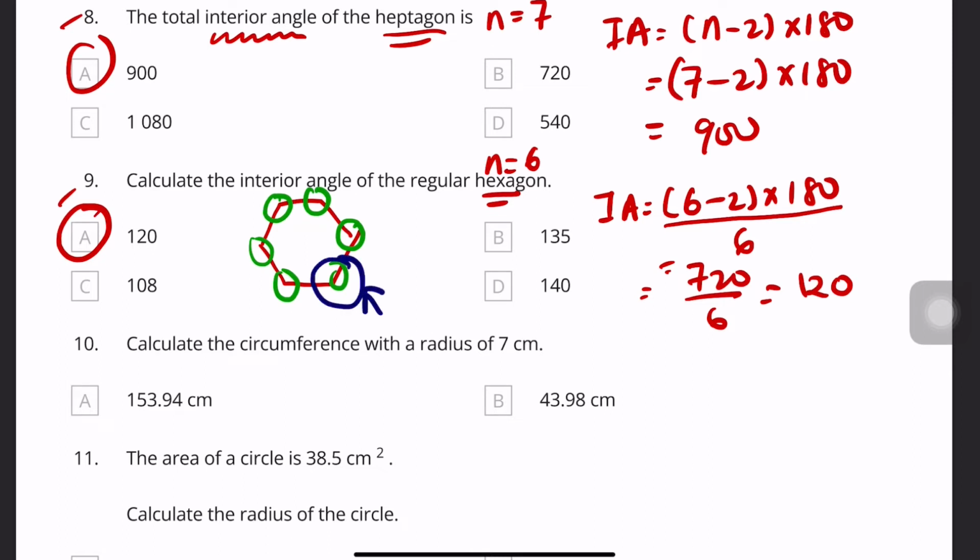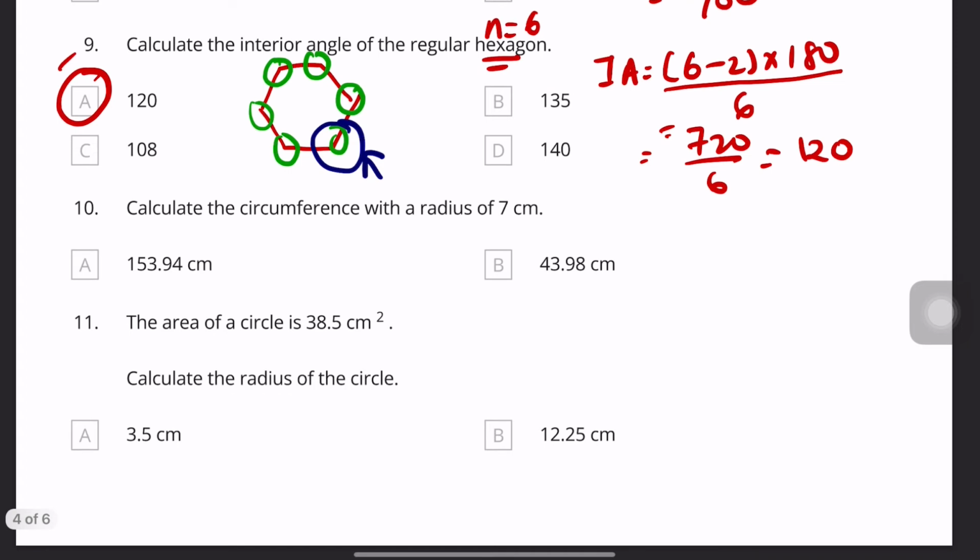Okay, let's proceed to number 10. Calculate the circumference with a radius of 7. We know that the formula for circumference is 2 pi r. So we have 2 times pi, which is 22 over 7, and r is 7. Calculate the circumference with a radius of 7. So circumference is 2 pi r.